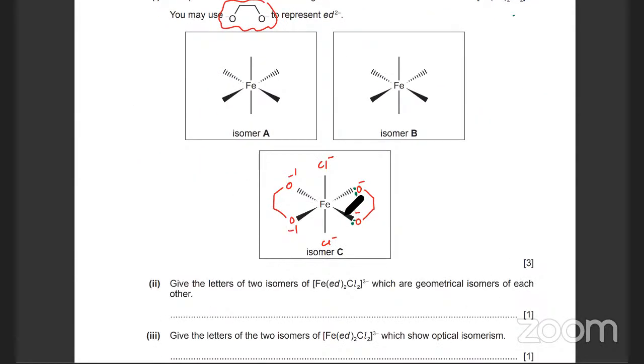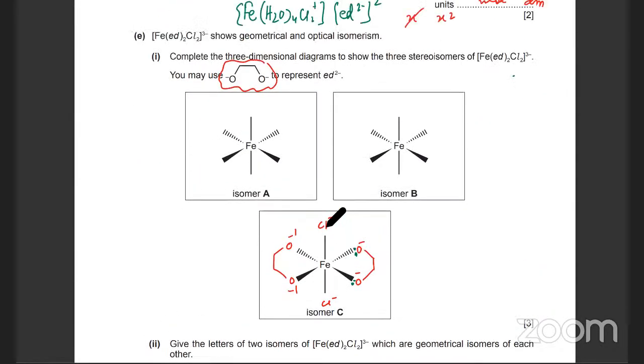Anyways, what's the other one? The other complex is that the Cl- ions would be next to each other. So the Cl- ions could be right next to each other, and the en ligands could be next to each other as well. So that's the other isomer.